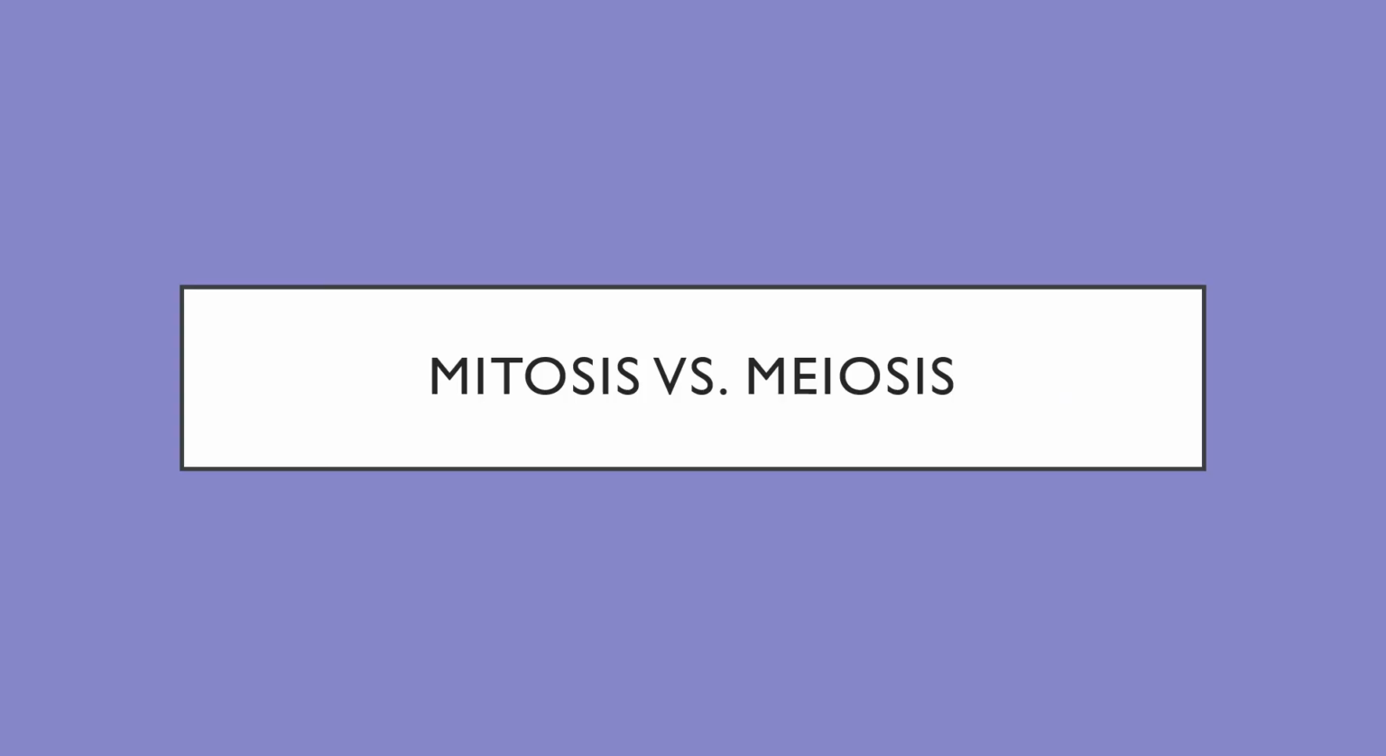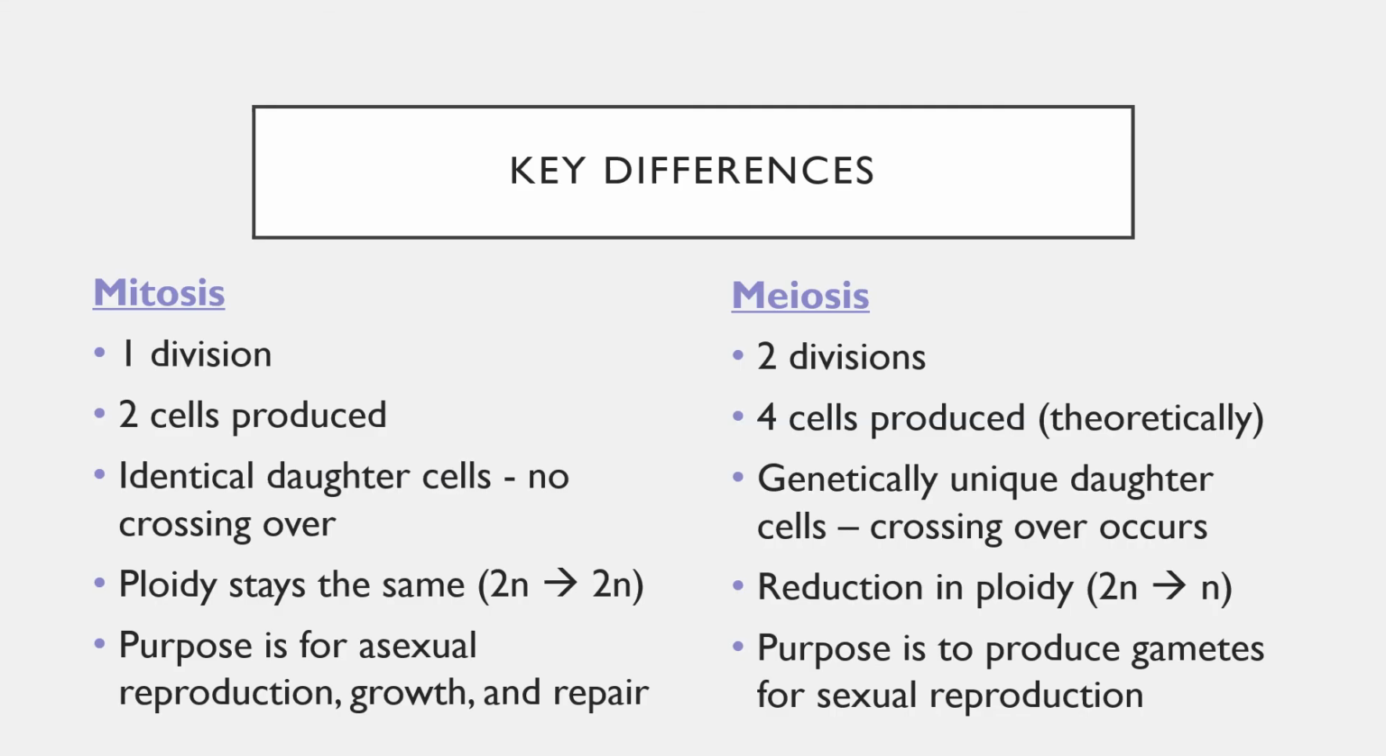So let's look at mitosis right up against meiosis and see how they compare. In mitosis, you only go through one division, whereas in meiosis, we go through the 2 divisions. We produce 2 cells in mitosis, but 4 in meiosis, theoretically, because in oogenesis we only produce the 1. Now, mitosis produces identical daughter cells. This is an asexual reproduction experience where we produce clones. There's no crossing over. In meiosis, every single cell that is created is genetically unique. Crossing over is going to occur in prophase 1, and we're going to increase genetic diversity.